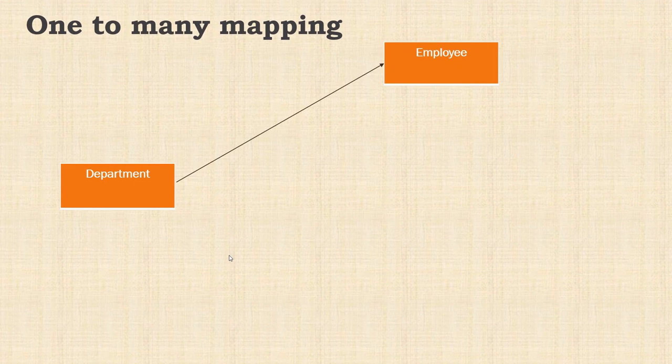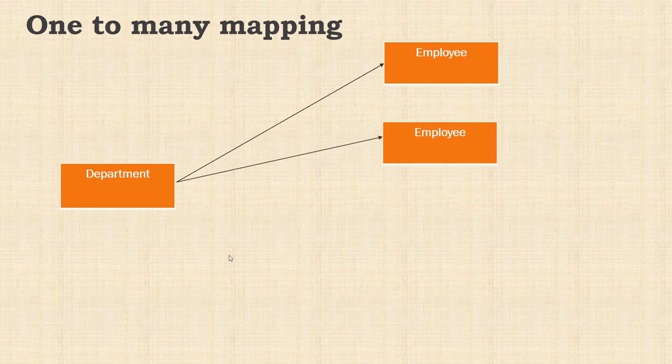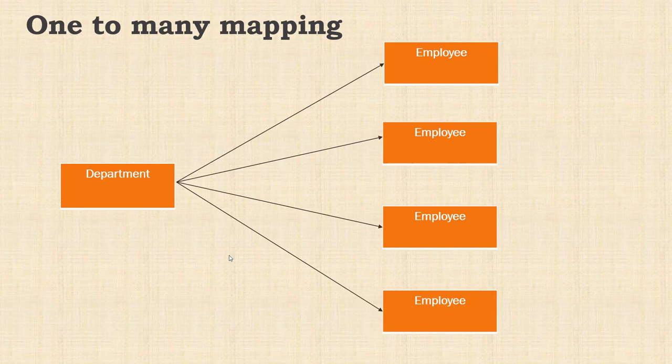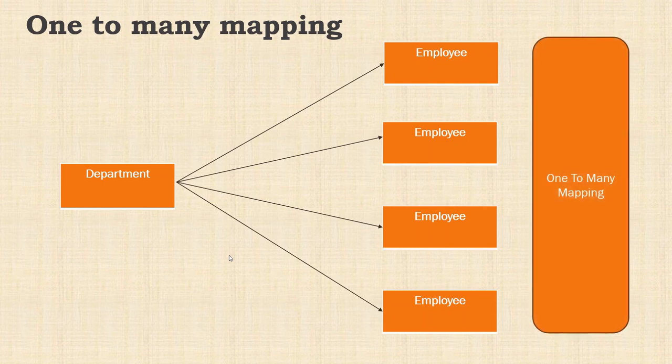This is a universal example, department and employee. We'll try to map department and employee with one to many mapping. See, one department may have multiple employees. Here we are taking four employees, and all four employees are from the same department. So this is the relation of one to many mapping: one department may have multiple employees.